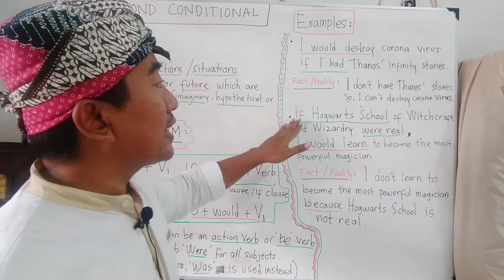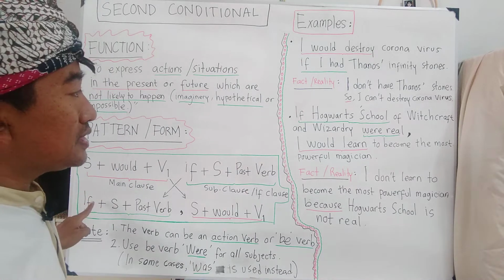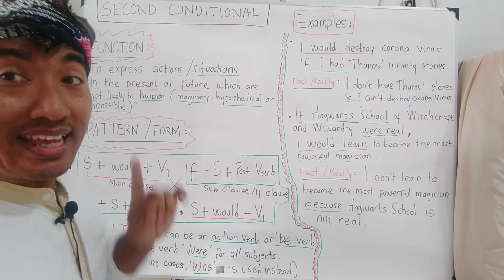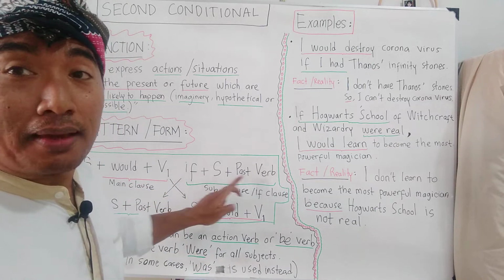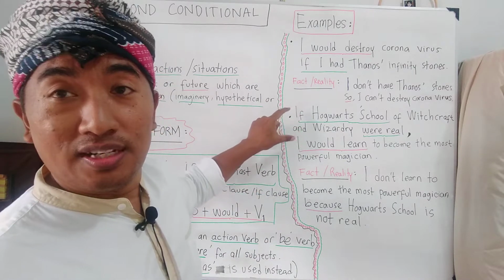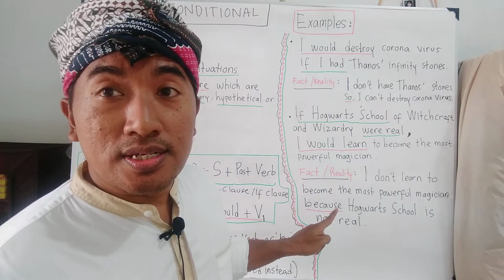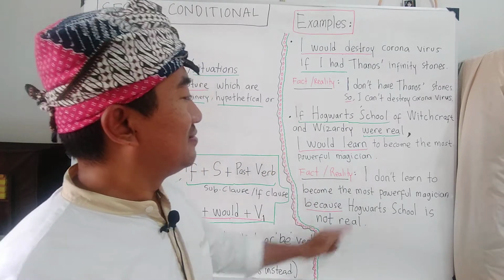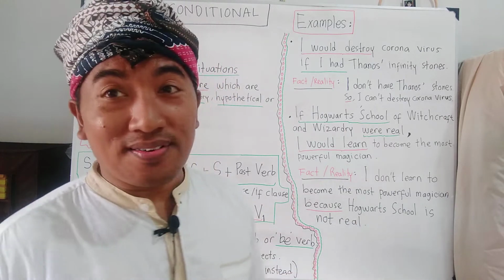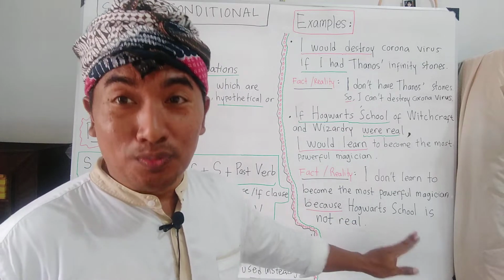Now, let's have a look at the pattern first. If you go back to the pattern, you will see that you could use subject, would, verb 1, and then if, subject, past verb. Now, how to make it into a conditional sentence? Let's have a look. What is your wish? Hogwarts School is not real, right? So you wish that Hogwarts School were real.